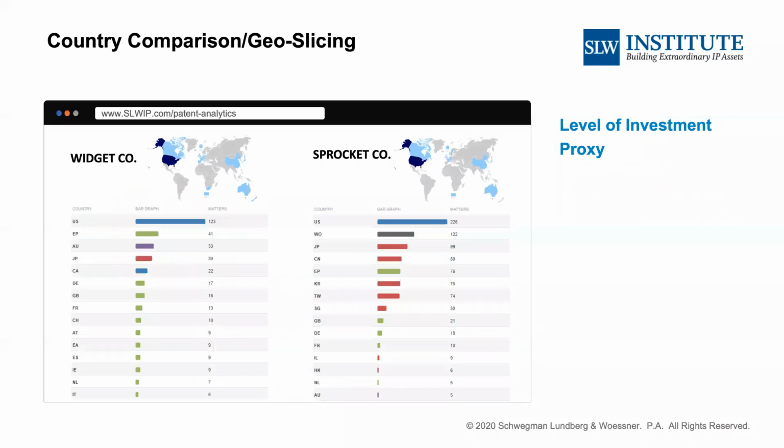I also like country comparison or geo-slicing because it tends to give you a much better guess at the level of interest of that company's investment, whether it's a product line or even a portfolio in general. What do they care about in that marketplace? This is much more of a financial or investment indicator than anything else.